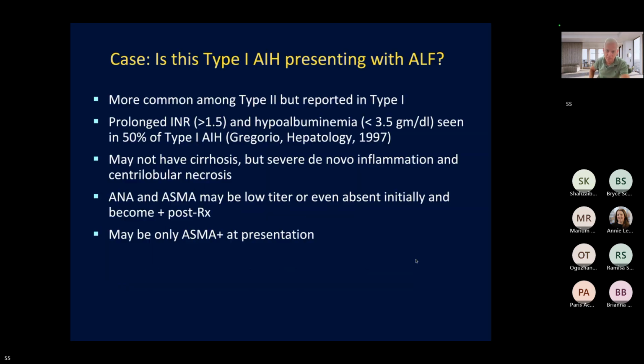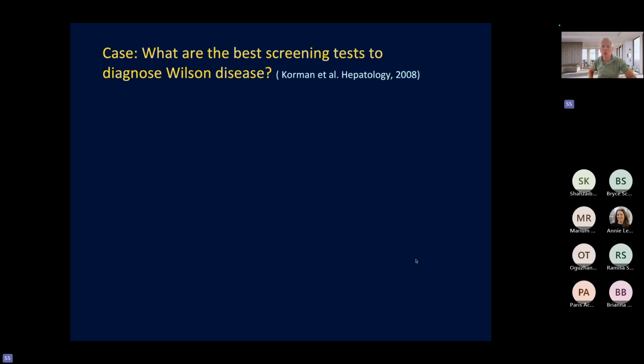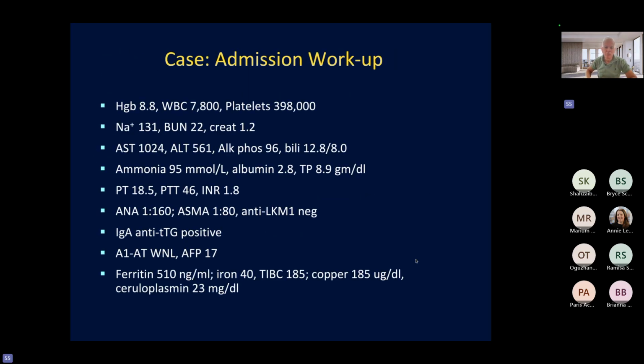So, if one was going to say whether or not she had Wilson disease, which of these laboratory values is going to be most important?